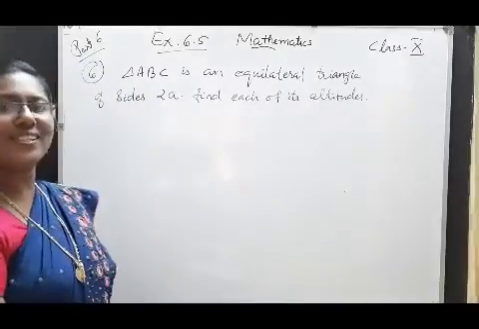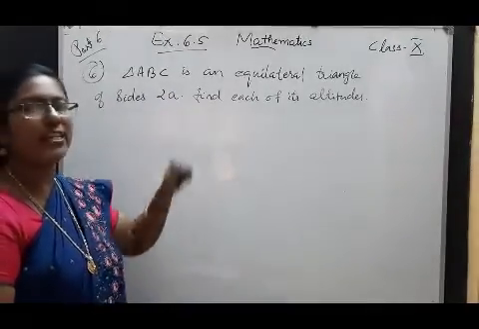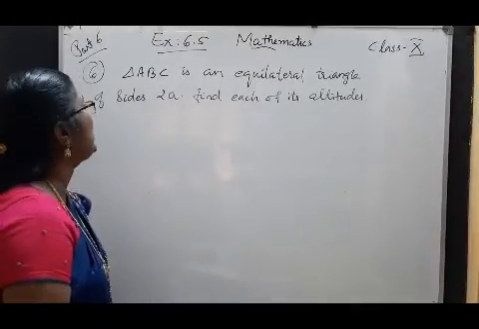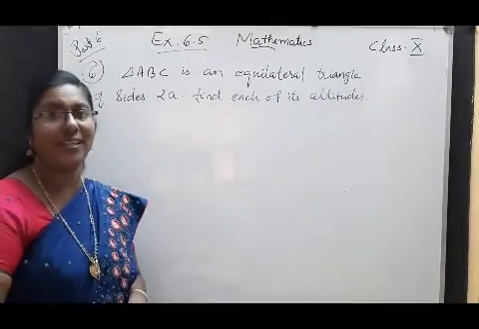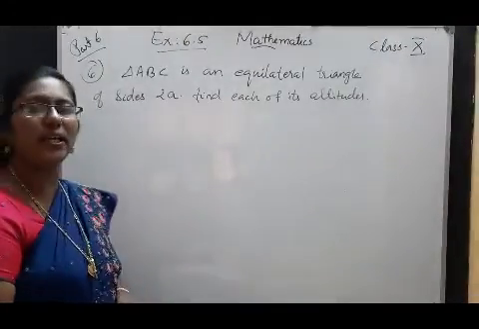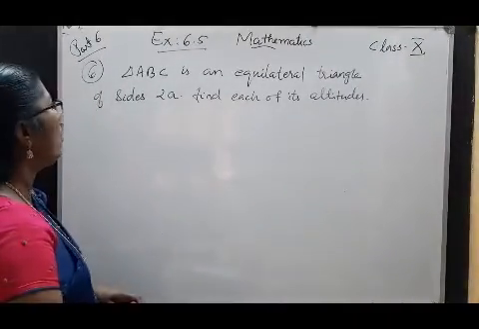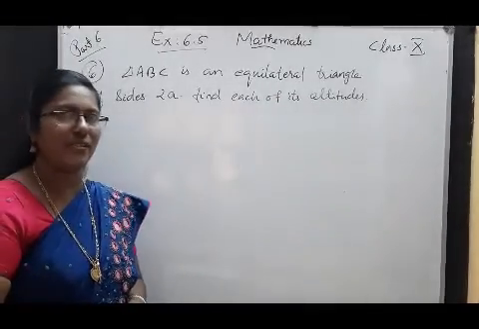Listen. Question number 6. Triangle ABC is an equilateral triangle of sides 2a. Find each of its altitudes. It is an important question. I repeat the question. Triangle ABC is an equilateral triangle of sides 2a. Find each of its altitudes. Okay.